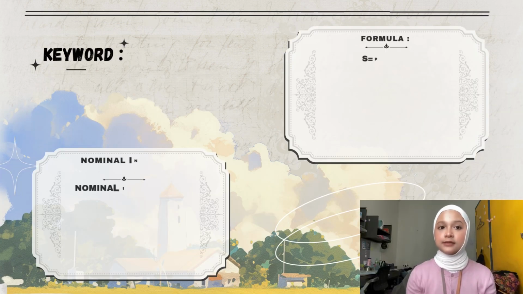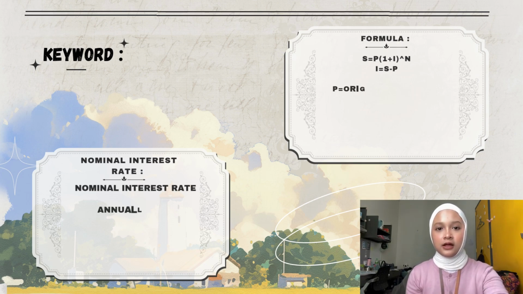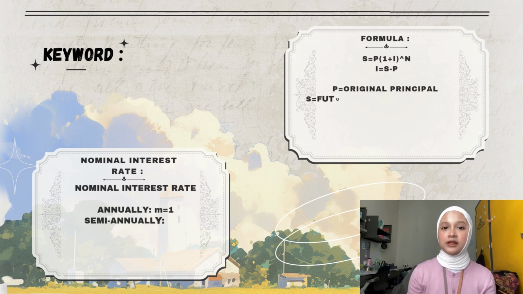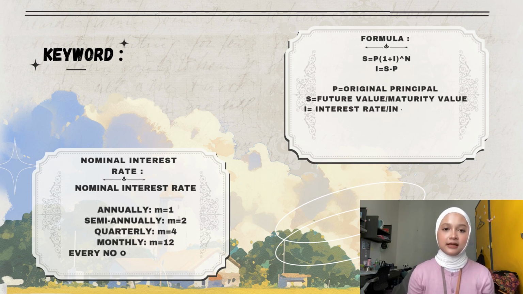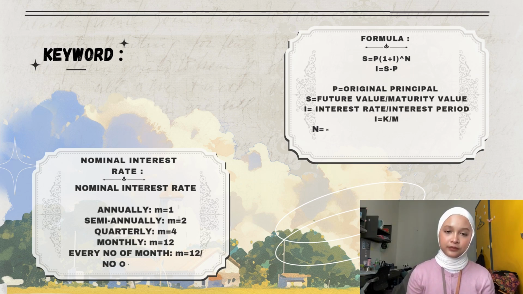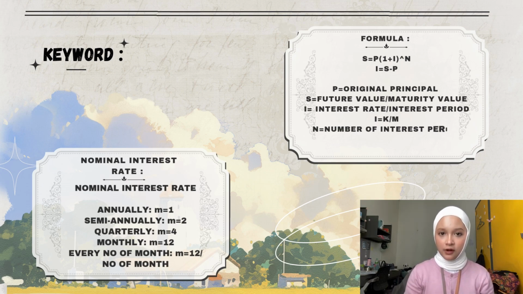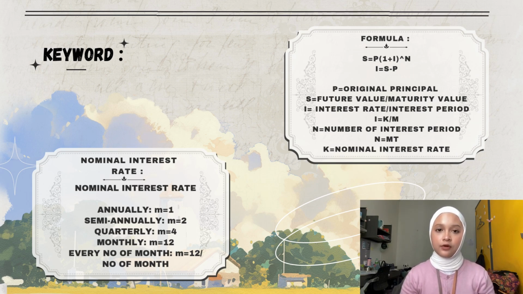Okay, now I will explain about the keywords. So let's start. As you can see, we have the nominal interest rate. The first one is annually, which is M equals 1, semi-annually M equals 2, quarterly M equals 4, and monthly M equals 12. The last one is every number of months, which is M equals 12 divided by the number of months. And now I will explain about the formula.